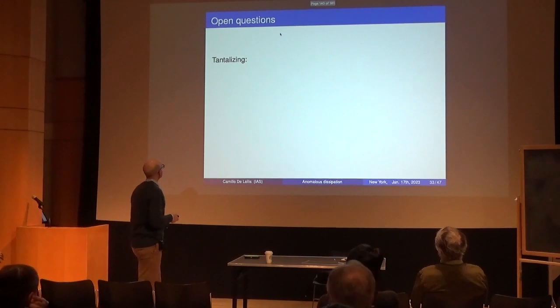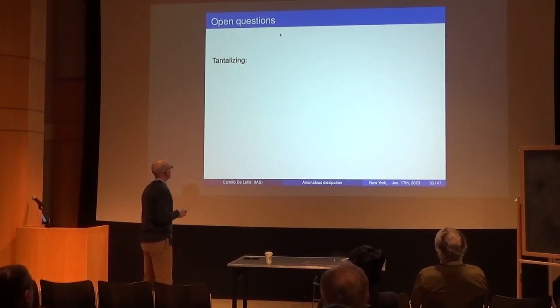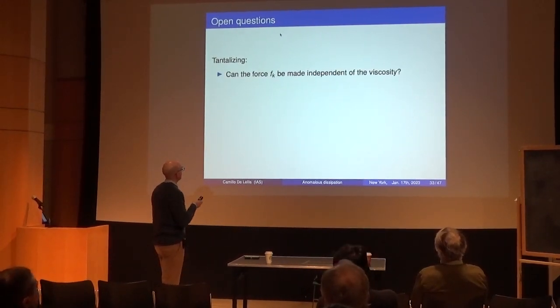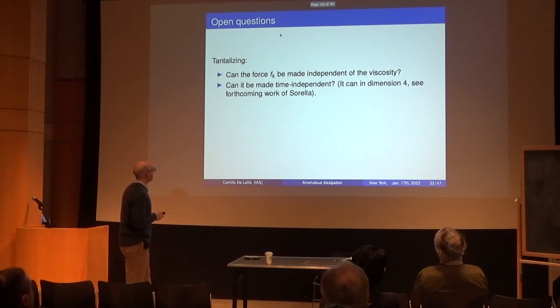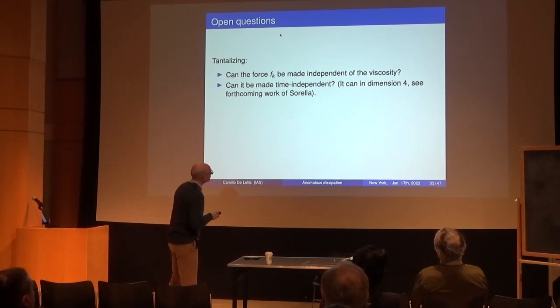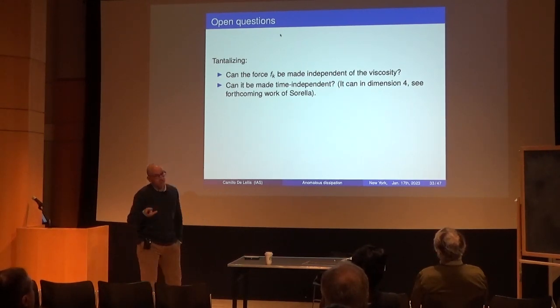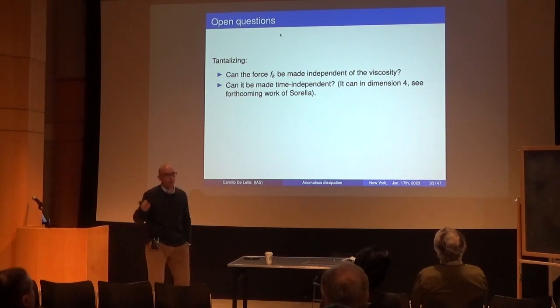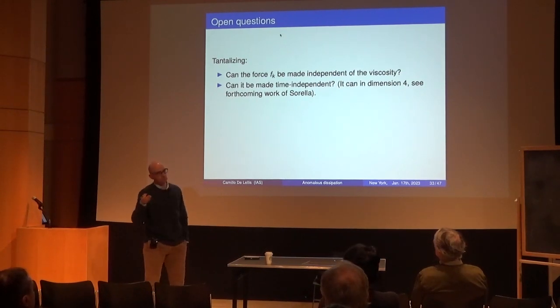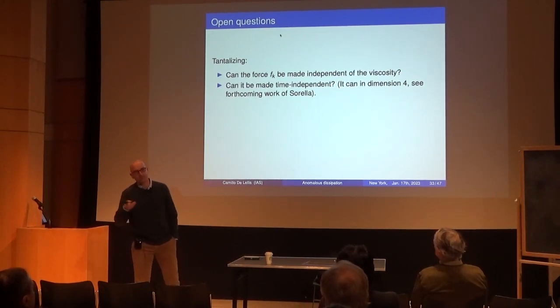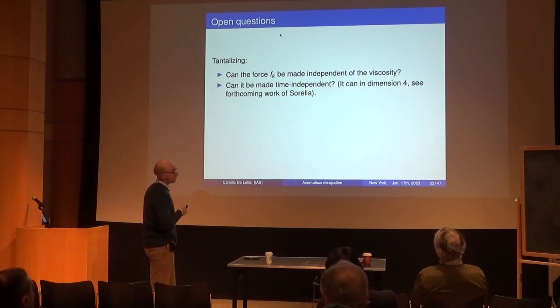In fact, it stays uniformly C alpha if you carry on computations more carefully. Okay, so there's a series of tantalizing open questions. Can you make this force fk independent of the viscosity? We don't know how to do that. Can you make it time independent? Well, there's a cheap way of doing that if you go one dimension up. If you have a non-autonomous vector field for a flow in dimension d, you can transform it into an autonomous one in dimension d plus 1. But we don't know how to do anything like that in dimension 3.